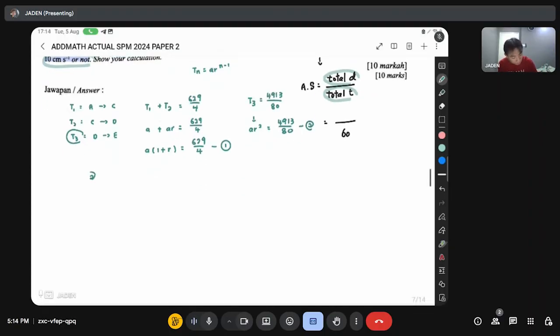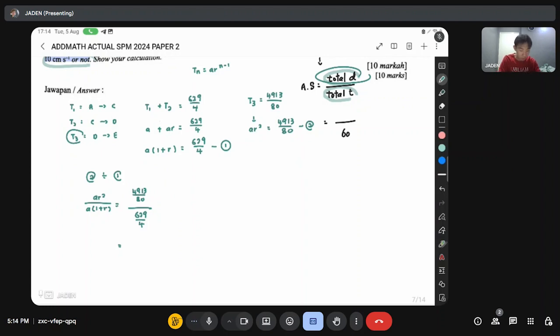So let's do 2 divided by 1, the second equation divided by the first equation. That means you're going to take ar^2 divided by a(1 + r), and then 4913 over 80 divided by 629 over 4. So this is a so-called working step that will lead us to get a and r before we can actually get the total distance. We don't bother about total distance first, but we have to get our a and r first. So 4913 over 80 divided by 629 over 4, right?